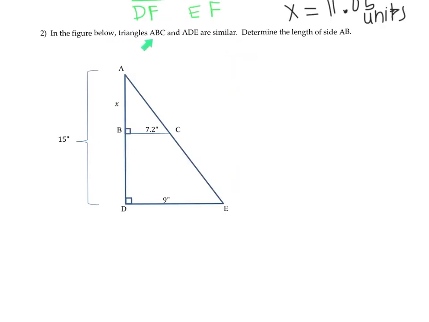In the figure below, triangles ABC, this small triangle, and ADE are similar. So the little triangle here is similar to the big triangle. So I highlighted the little triangle in yellow and the big triangle in green. Because those triangles are similar, their corresponding sides are in proportion. So I am going to compare the sides of the little triangle to the big triangle.